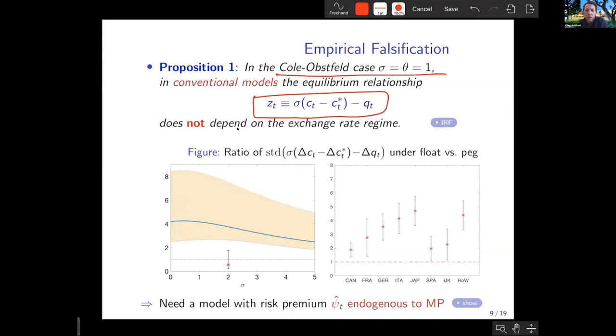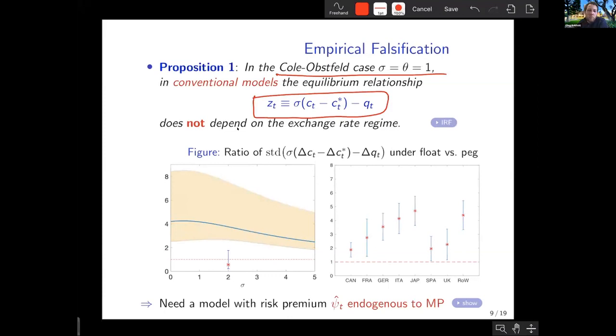So in an RBC model, neither real exchange rate nor consumption will change. In a New Keynesian model, both real exchange rate and consumption will change their properties, but in such a way that this linear combination of consumption and real exchange rate stays stable. So in a sticky price model, if real exchange rate is becoming more volatile under float, consumption must also become more volatile under float, in a kind of offsetting way. So this linear combination stays stable.